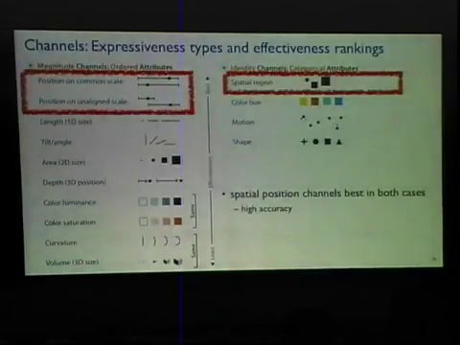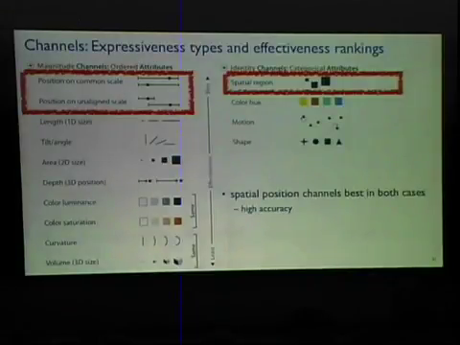So there's a crucial thing. Space is at the top on both sides. So whether your data is ordered or categorical, spatial position is really important in terms of shaping how you perceive and thus how you think about this data.